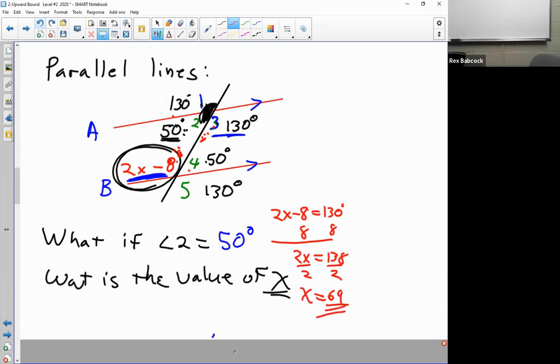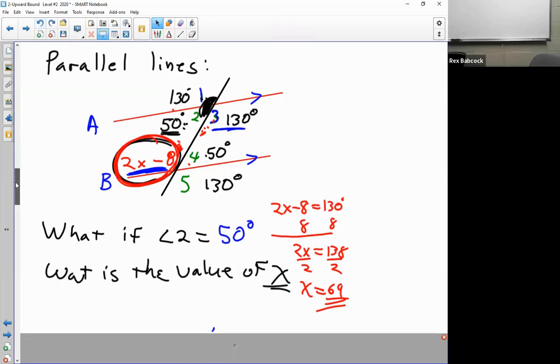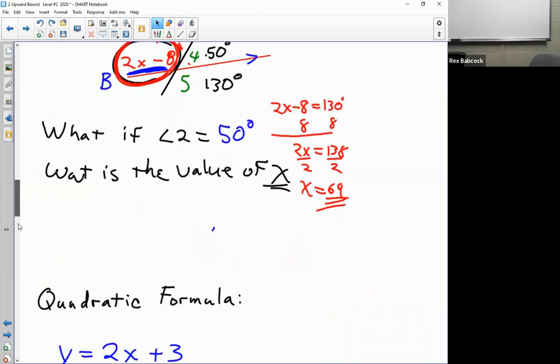And that's always a real common one I see. They'll give one of the angles in an algebraic term with variables, and then ask you to solve for x. So you have to tie in with parallel lines. So questions about that? Questions about that one? All kinds of information you can tell from parallel lines.